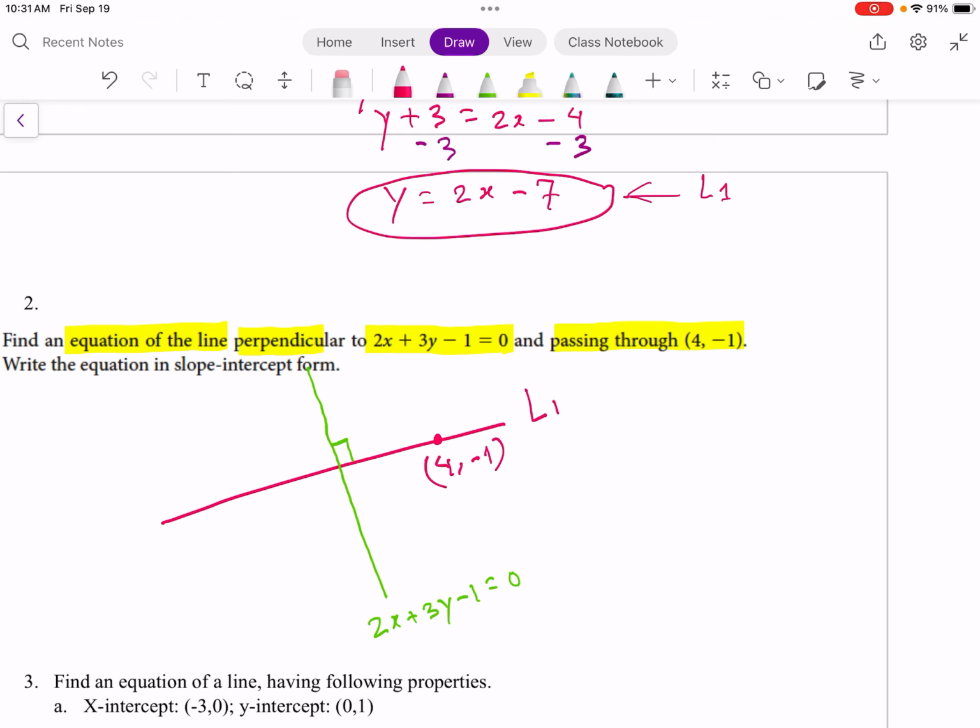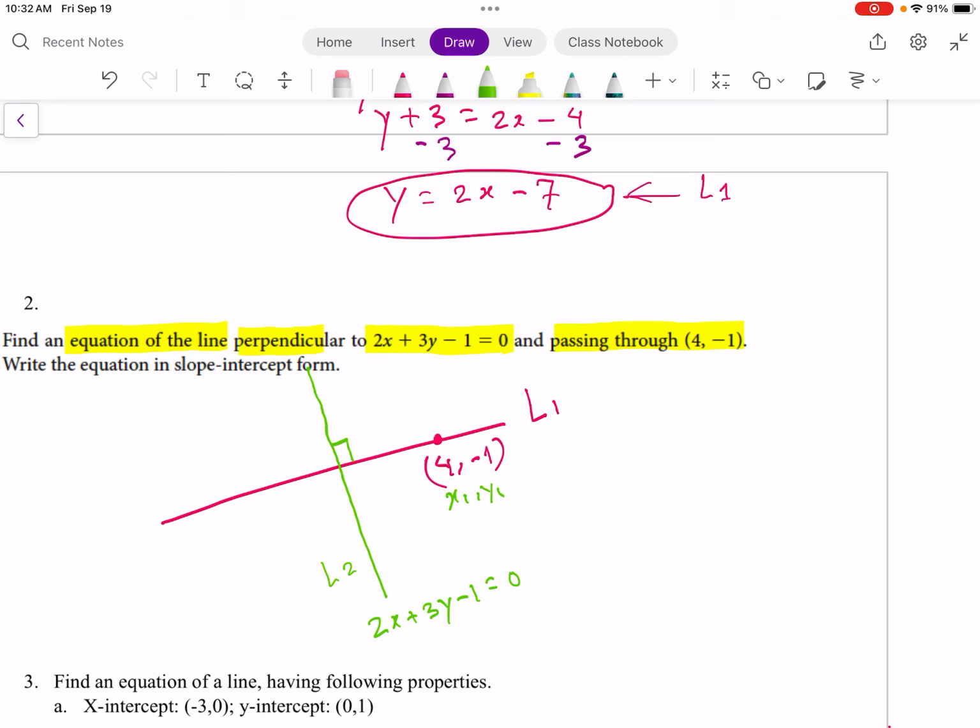And finally we have to write down the equation in slope intercept form. We are trying to find the equation of line L1. Our L1 is perpendicular to our L2. We know the equation of L2, and that line L1 is passing through the point (4, -1). Now, in order to find the equation of L1, what is missing? We know at least one point on that line, so let's call that point x1, y1.